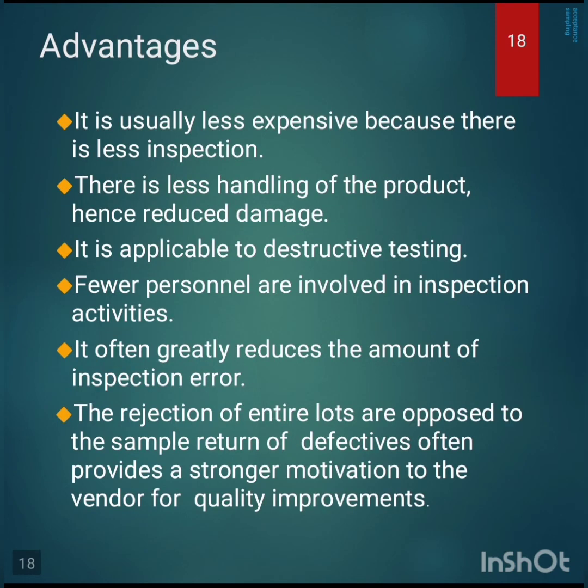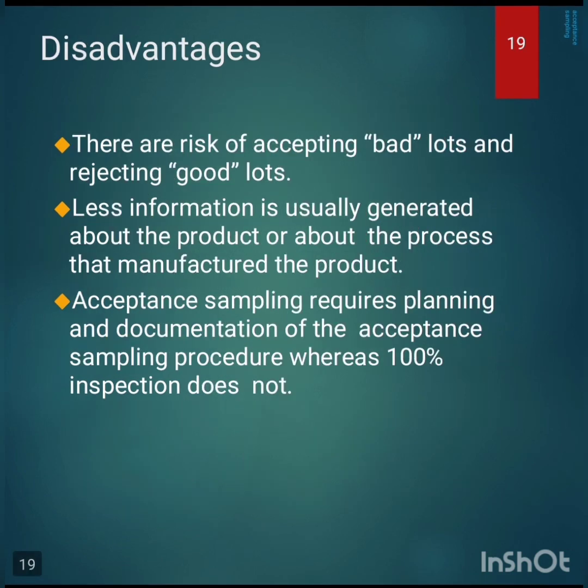The advantages of acceptance sampling are that it is a less expensive method, with less handling of the product, so there will be less damage to the product. It is applicable for destructive testing where more damage to the product would happen, less inspection error will happen, and the vendor gets more motivation to improve the quality of the product.